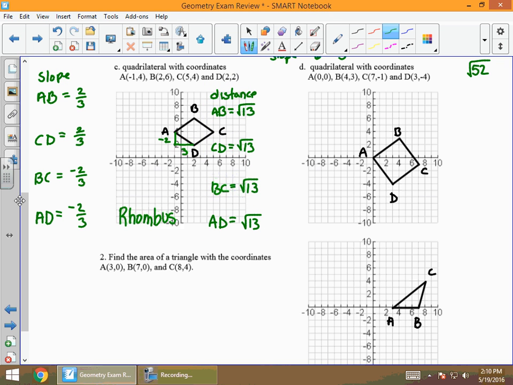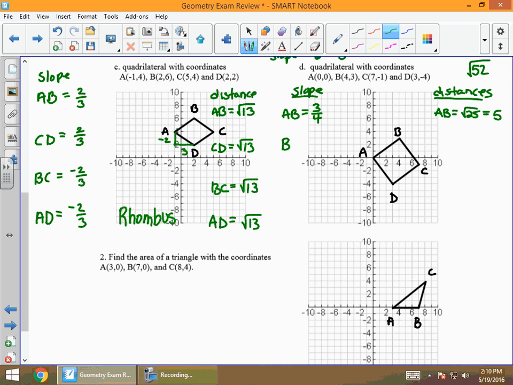Right, as we look at D, quadrilateral with coordinates A, B, C, and D. Again, I'm going to do the same thing. I'm going to find my slopes, and I'll find my distances. From A to B, rise 3, run 4. 3 squared is 9, 4 squared is 16, 9 plus 16 is 25. So AB is the square root of 25, which we should know to be 5. So AB is 5.